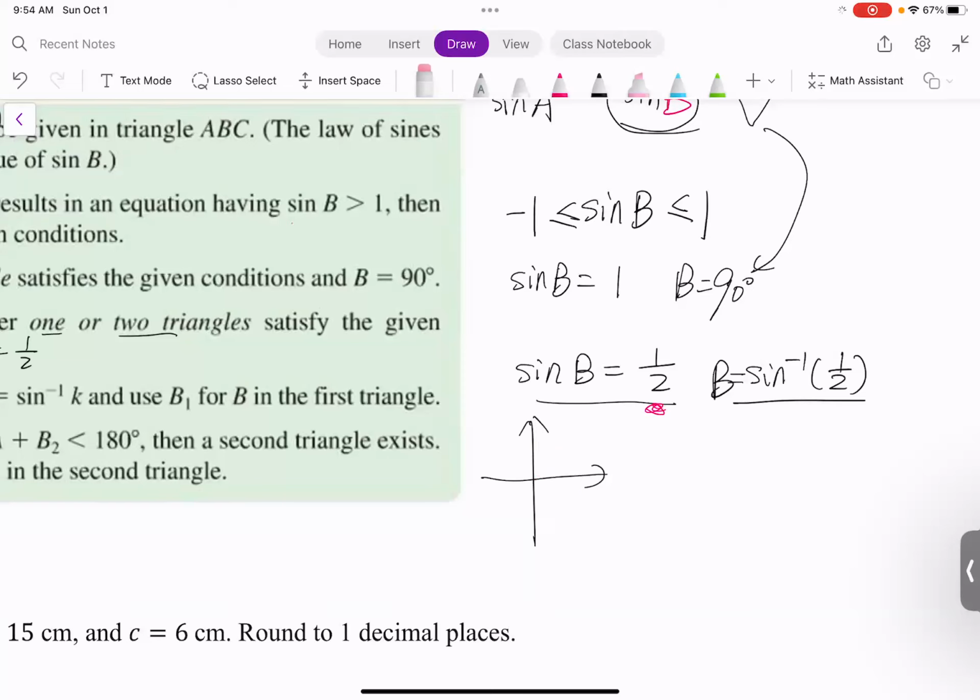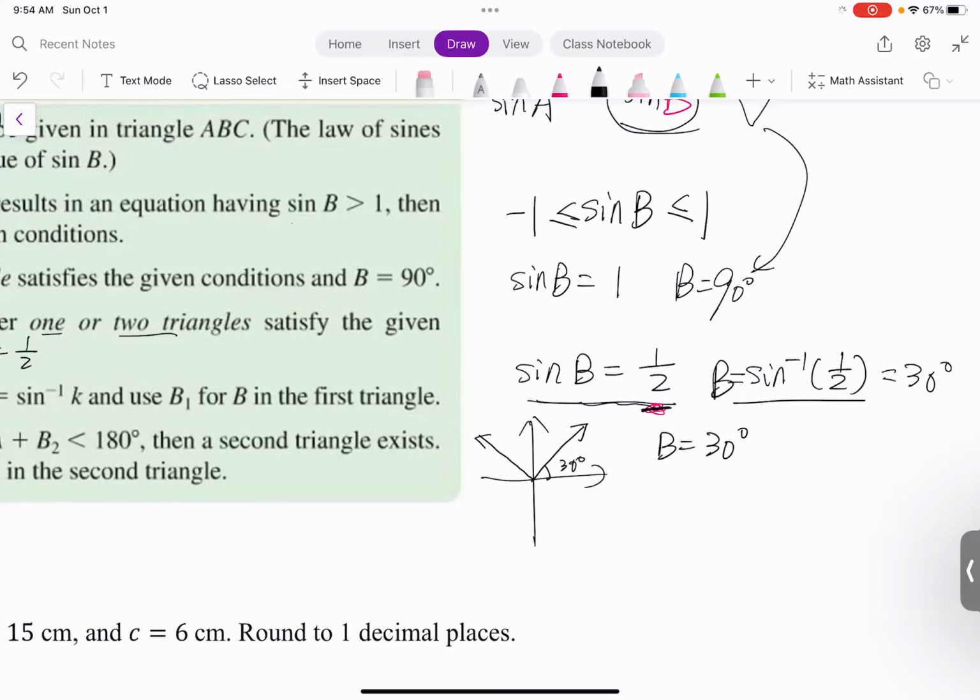The angle, for example, my calculator gives me is 30 degrees. So they only provide us the angle here, which is 30 degrees, so B equals 30. But let me ask you, the calculator gives me the angle in the first quadrant, but sine beta is positive. My angle must be in the first and the second quadrant.